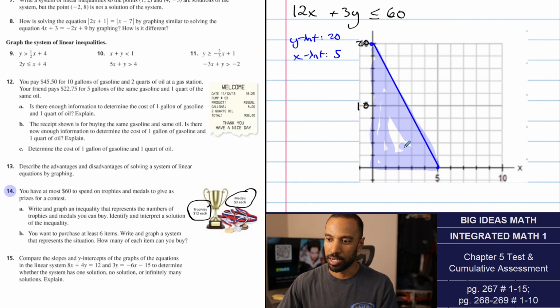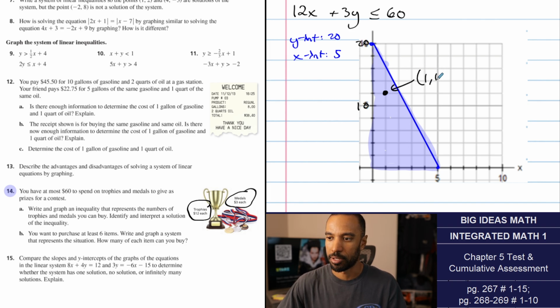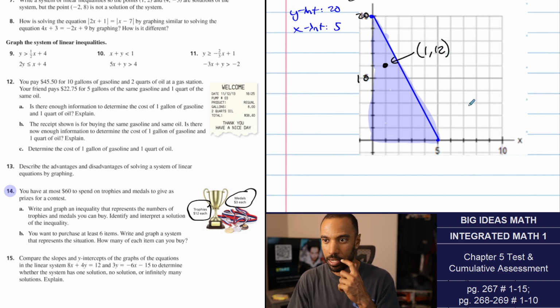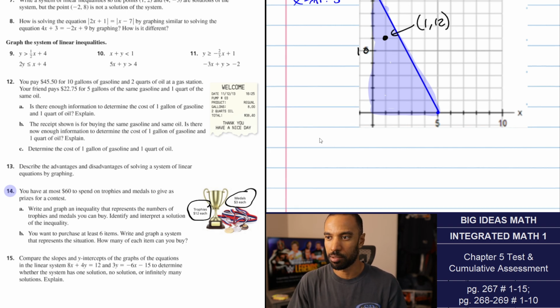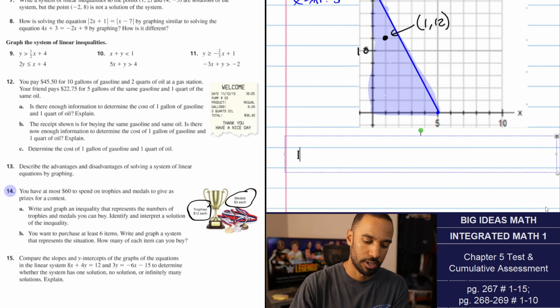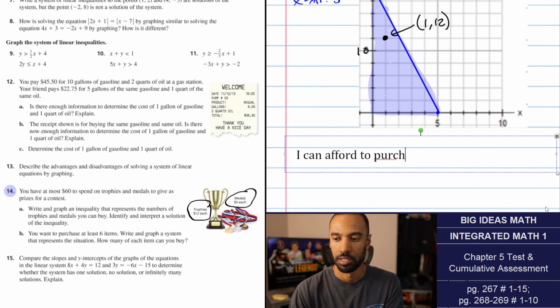So with this in mind, I need to get a new pen tip. So with this in mind, it says identify and interpret a solution of the inequality. Let's say I do this one right here. Keep in mind x's are scaled by 1s and y's are scaled by 2s. So this is 1, 12. This solution means that I can purchase 1 trophy and 12 medals and still stay under budget. I can afford to purchase 1 trophy and 12 medals.